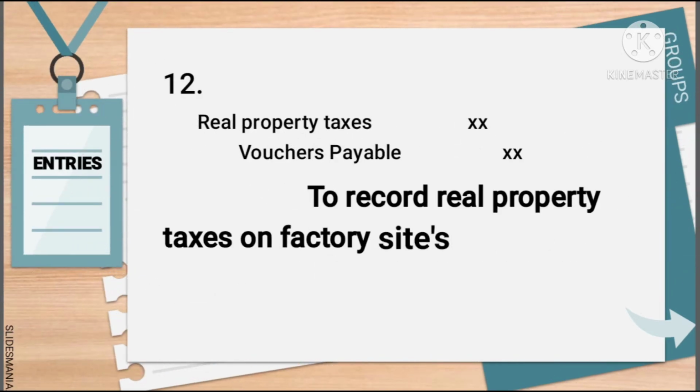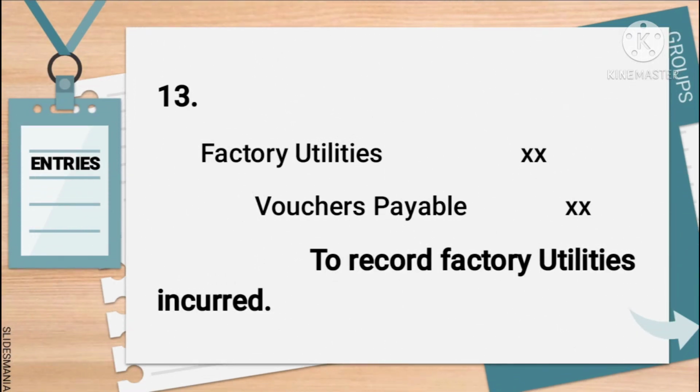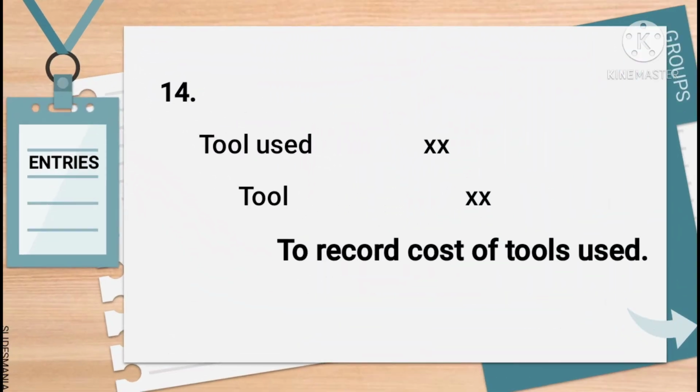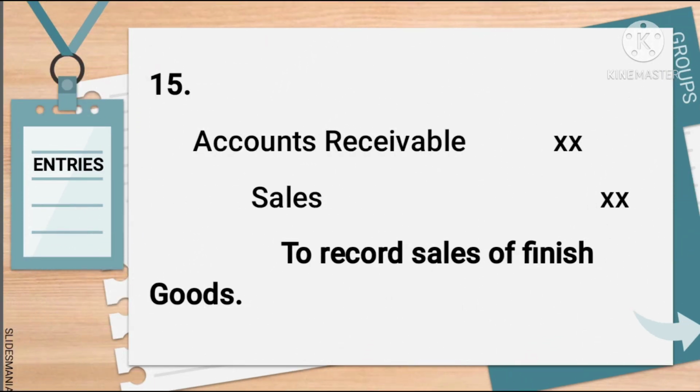Twelve is to record real property taxes on factory site. Debit real property taxes, credit vouchers payable. Thirteen is to record factory utilities incurred. Debit factory utilities, credit vouchers payable. Next is to record cost of tools used. Debit tools used, credit tools.